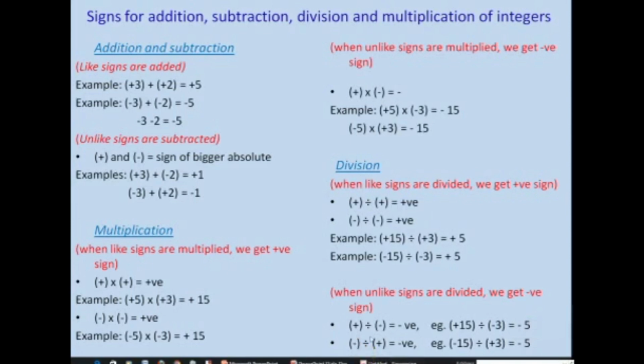When minus is divided by plus, we get a negative sign. Example, minus 15 divided by plus 3. One is minus and one is plus. That means unlike signs, we get minus. The answer is minus 5.